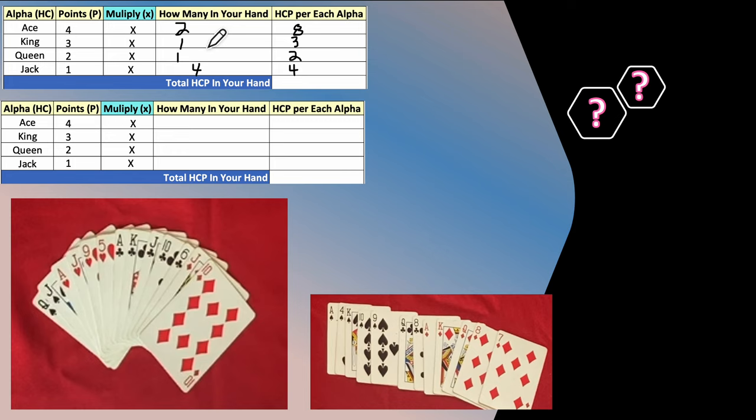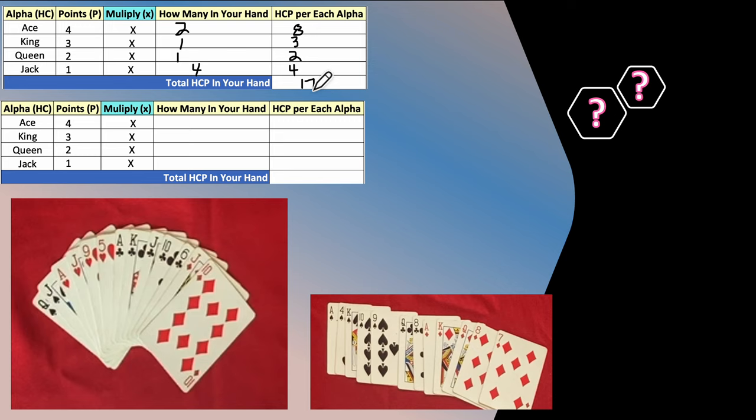Okay, we got 8, 11, 13. It looks like we got 17 points here. Okay, take a look at that again. Yeah, two ways. Yeah, I believe that's what we got.